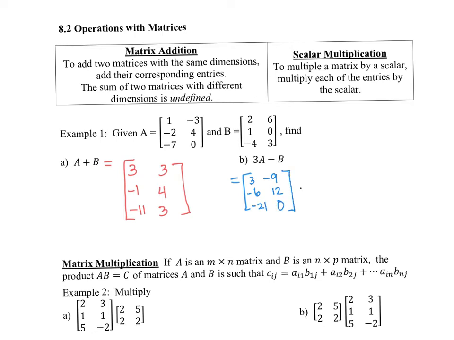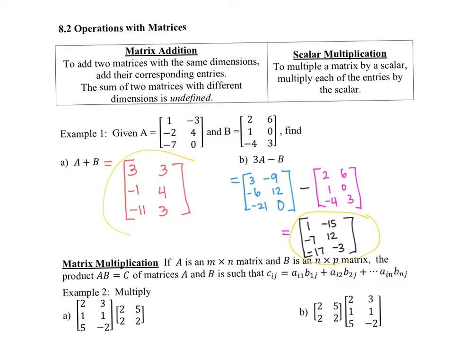And then from there, I'll subtract matrix B. I'm going to go component by component, and the resultant will be the same size 3 by 2 matrix. Okay, so then this is my final result. This was my final result here.